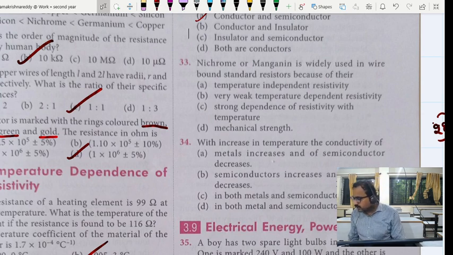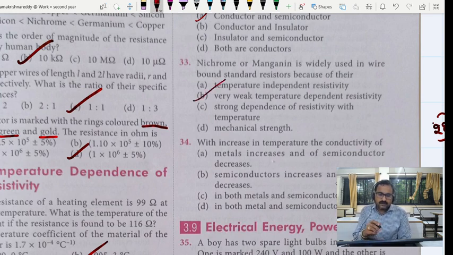So what is the answer we have to choose? Normally it is very weak temperature dependent. Almost all are nearly independent of temperature. That is very weak temperature dependence of resistance. Almost independent, but not exactly. That is how we mention it properly.